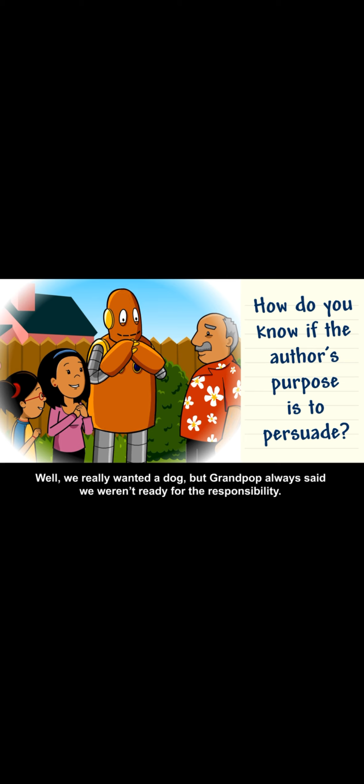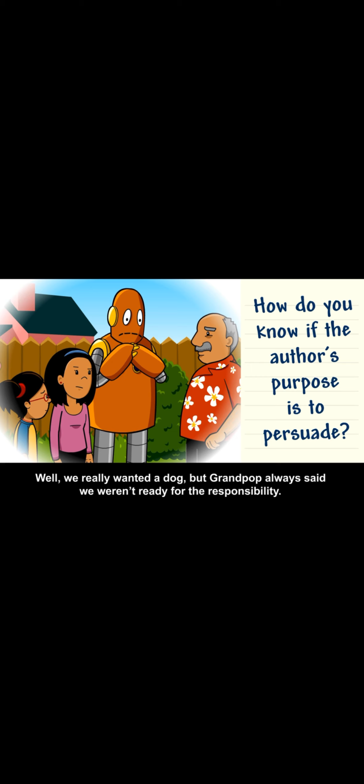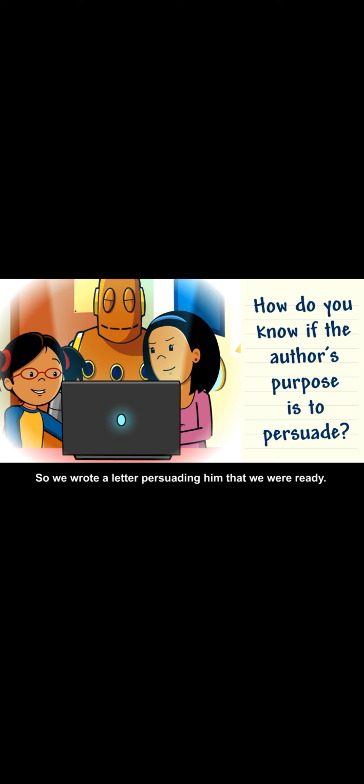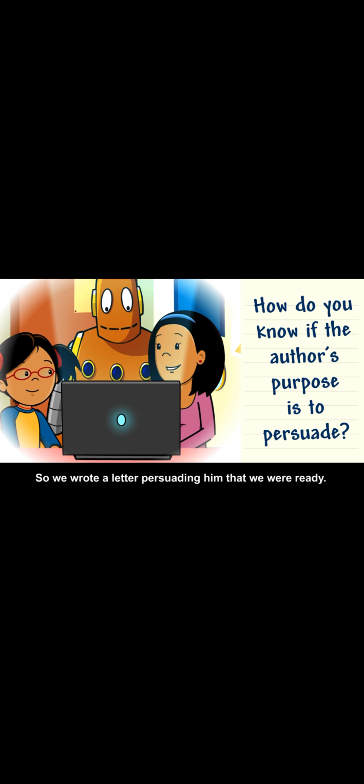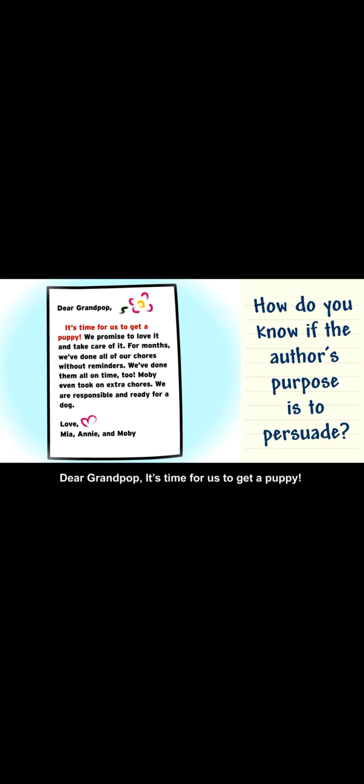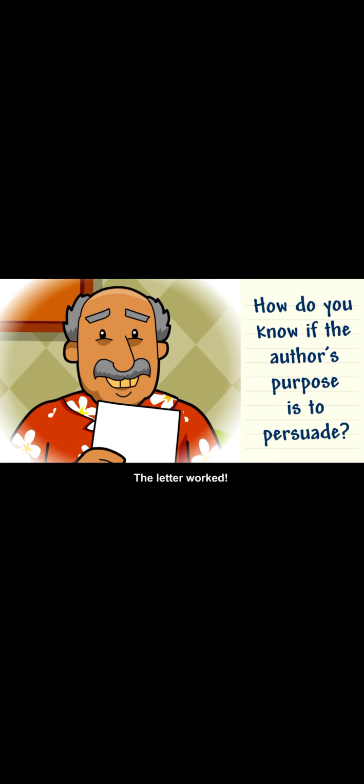Well, we really wanted a dog, but Grandpop always said we weren't ready for the responsibility. So we wrote a letter persuading him that we were ready. Dear Grandpop, it's time for us to get a puppy. We promise to love it and take care of it. For months, we've done all of our chores without reminders. We've done them all on time, too. Moby even took on extra chores. We are responsible and ready for a dog. Love, Mia, Annie, and Moby. The letter worked.